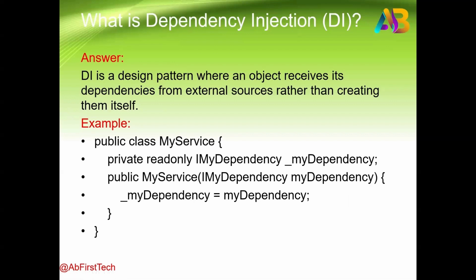We have three different types of dependency lifetimes: transient, scoped, and singleton. What is transient? Each time I need to create a new instance, that is when we go for transient. And with scoped, I want to carry a single instance throughout the request. In this particular scenario, you can go for scoped.